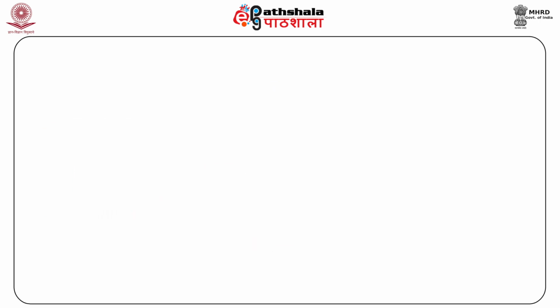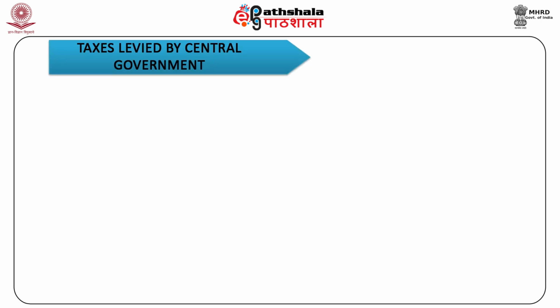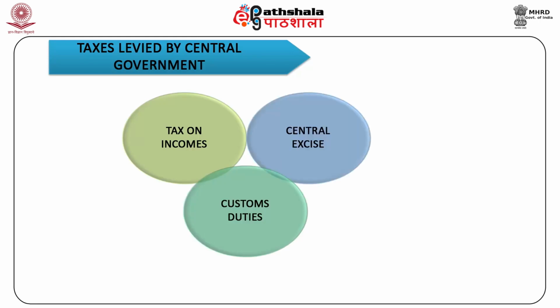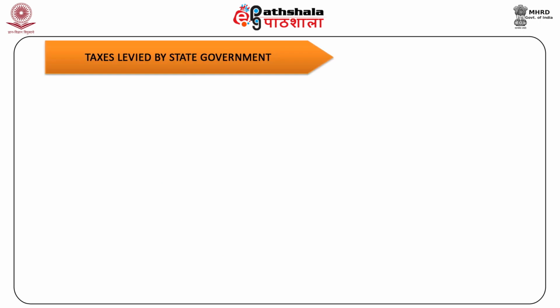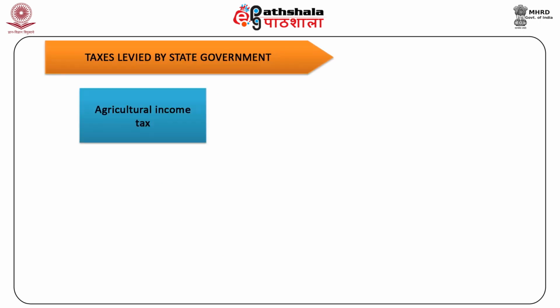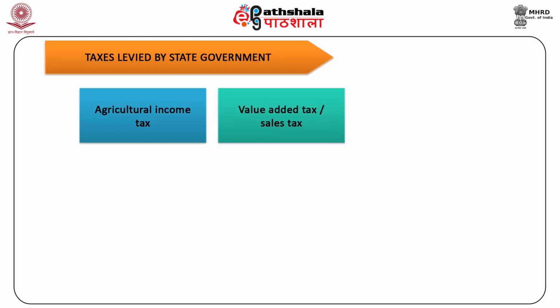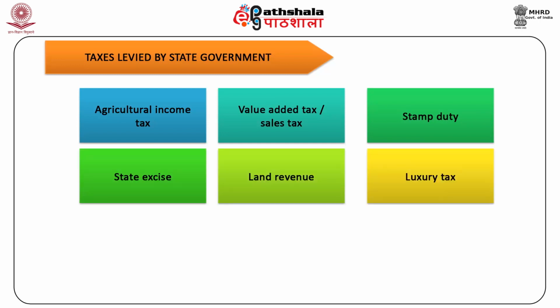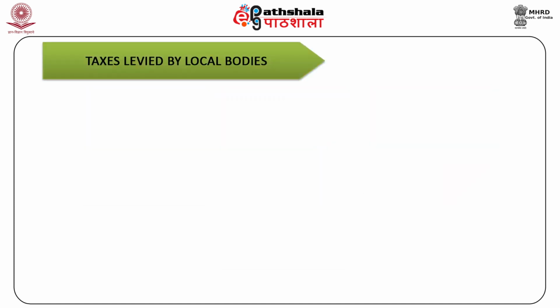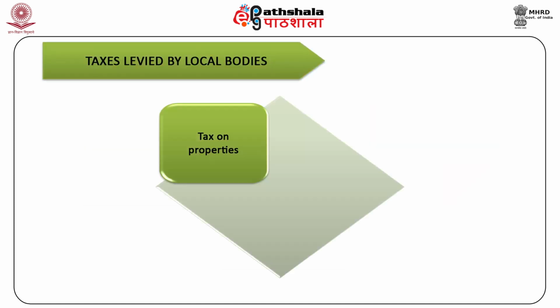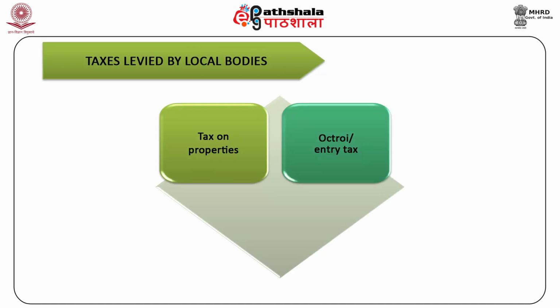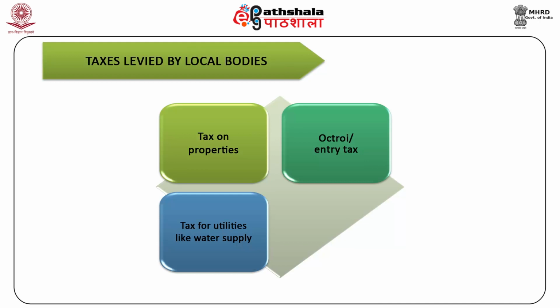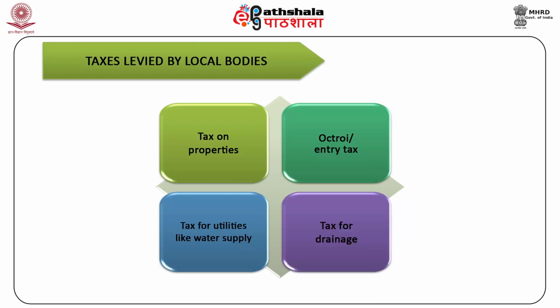In the federal system, the taxes levied by the central government are tax on incomes, customs duties, central excise, and service tax. The state government levies agricultural income tax, income from plantations only, value-added tax, sales tax, stamp duty, state excise, land revenue, luxury tax, and tax on professions. The local bodies have the authority to levy tax on properties, octroi entry tax, and tax for utilities like water supply, drainage, etc.